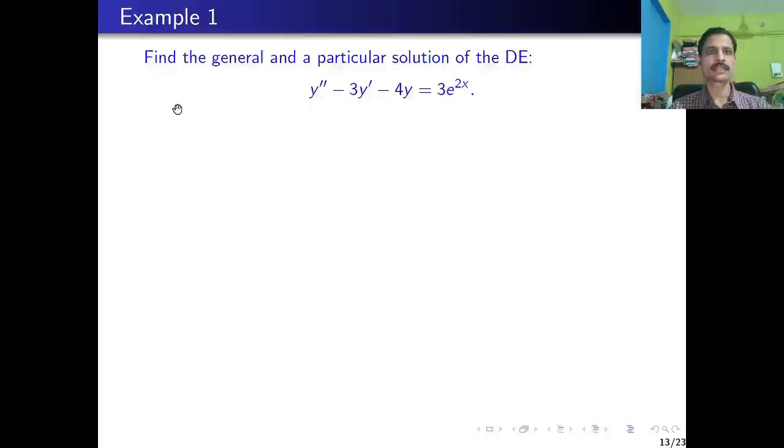We'll consider this example, which we would like to solve using the method of undetermined coefficients. Find the general and a particular solution of the DE y double prime minus 3y prime minus 4y is equal to 3 e raised to 2x.